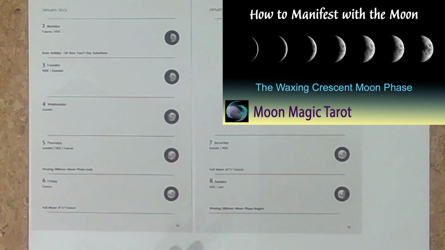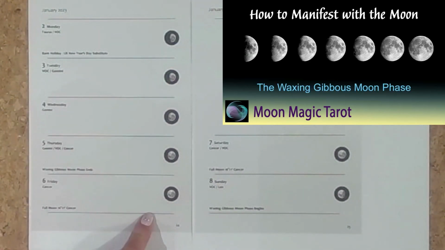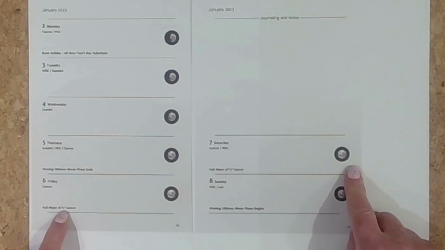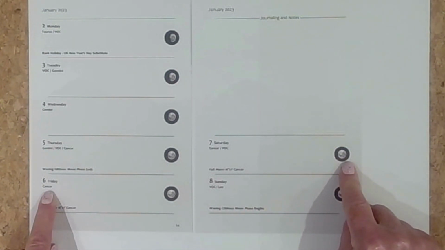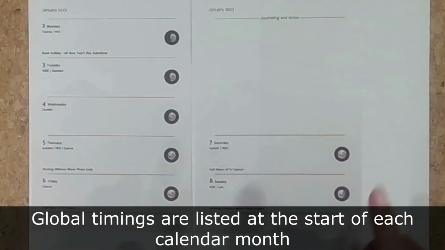She then reaches her first quarter, which is often a time of evaluation, and she then gets bigger and bigger, which is what we're seeing here, until she reaches the full moon. Now you can see in this diary that I have the full moon 16 degrees 21 in Cancer on both the 6th and the 7th of January. The reason the moon is on the 6th and the 7th is because depending on where you are in the world, that is when the moon reaches her peak of fullness. I will show you how that is listed elsewhere as well.